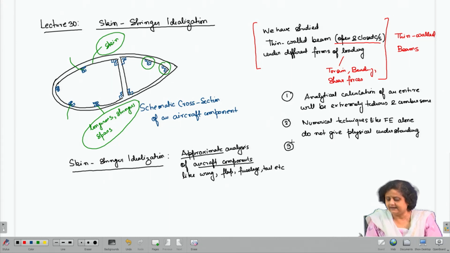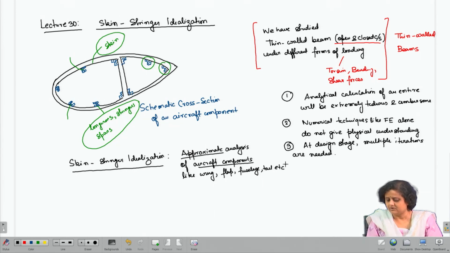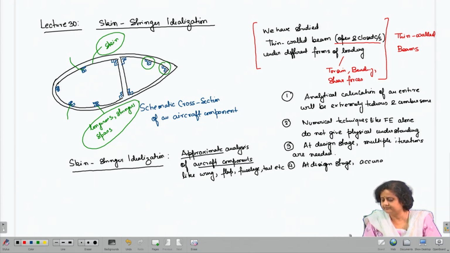Third point is that at design stage, multiple iterations are needed, and at design stage accurate results are not required. An approximate value would do.